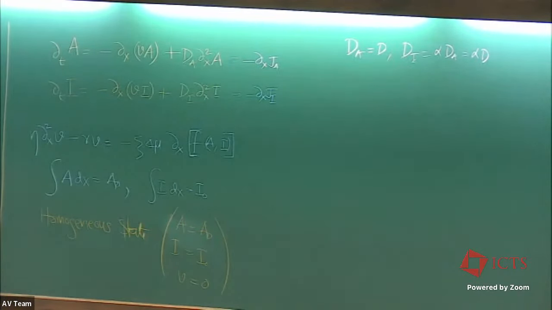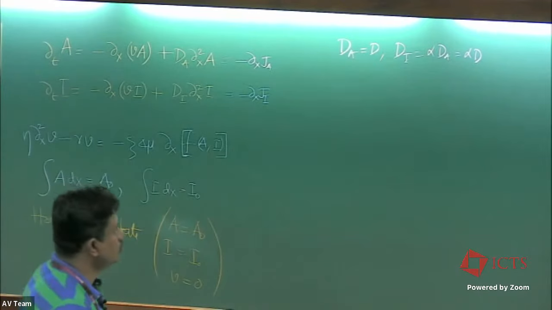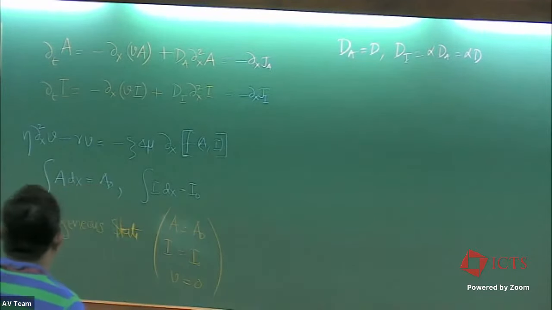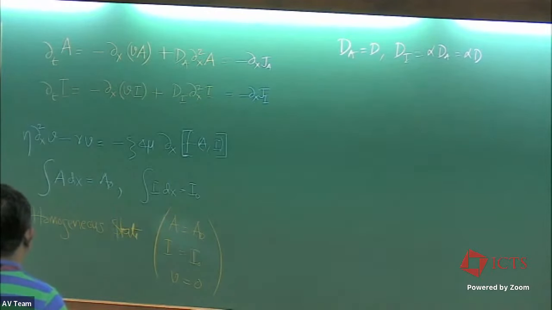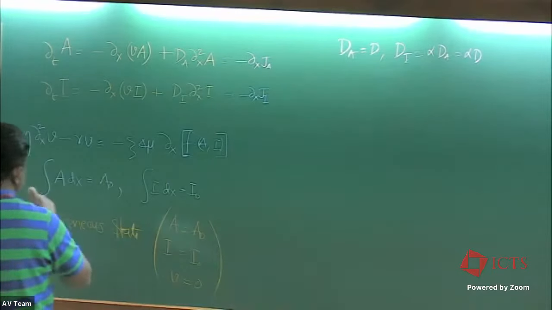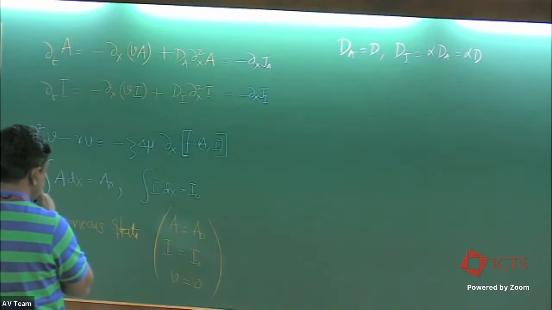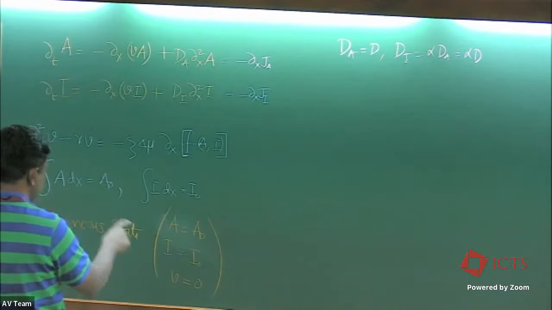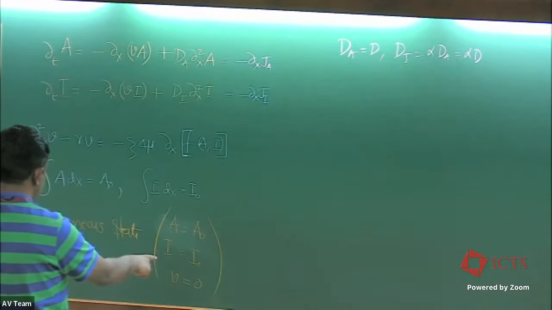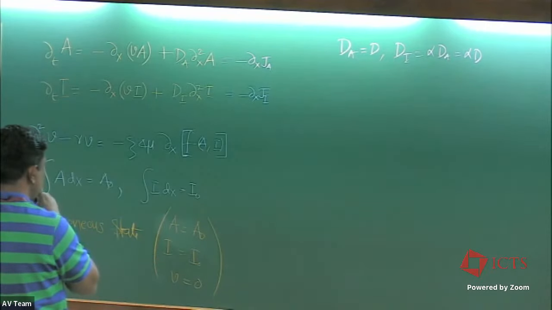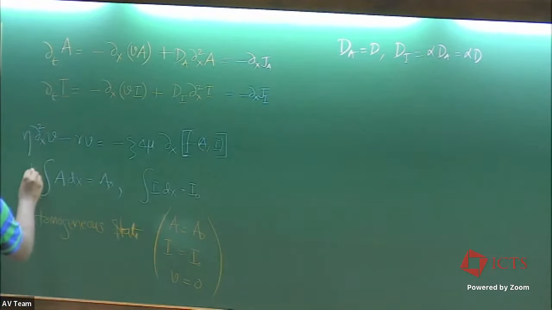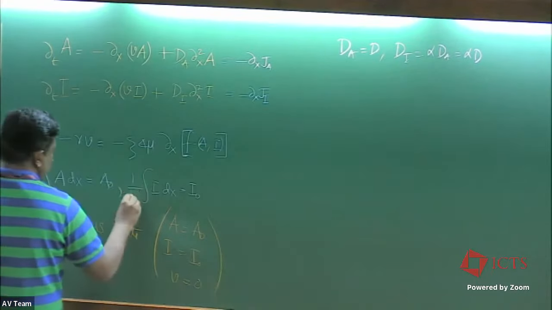Vijay, these A naughts are different from the previous A naughts, right? A naught depends on what? These A naughts, I naughts are different from the A naught, I naught you wrote in the previous line, right? Because that's the total A naught and I naught. Yes, like the homogeneous state you wrote. No, it's the same. Oh, sorry, I always forget this. You should put the subscript. Yes, thank you.